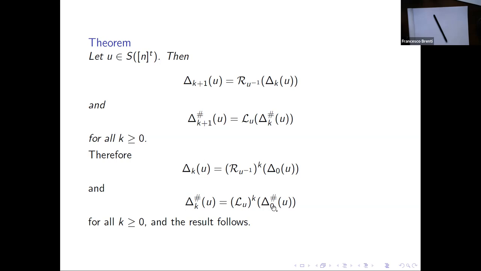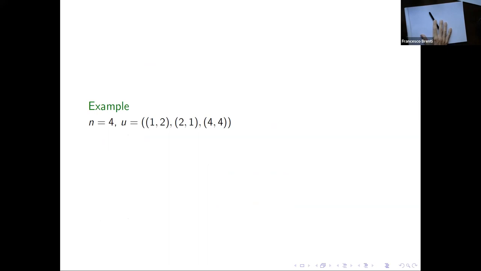So I should have the time, I hope, to have an example. So let's see now if this works properly. Let's see.